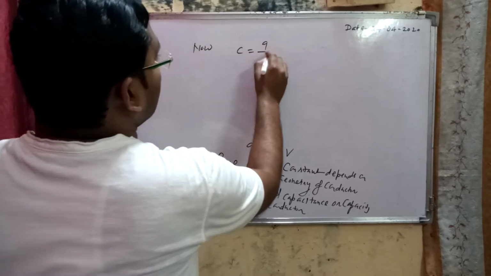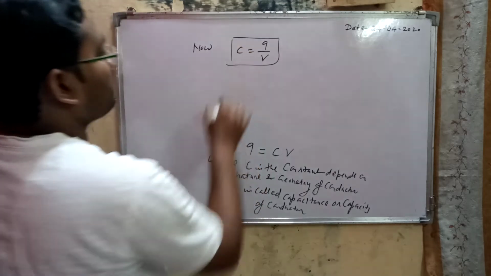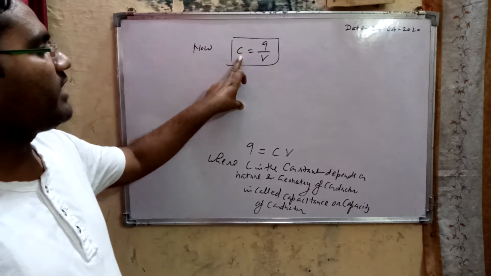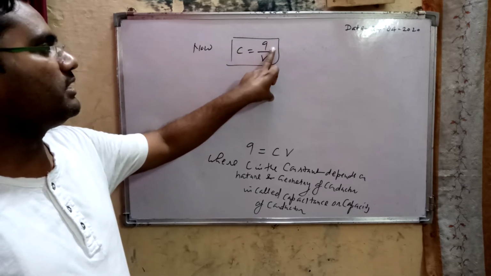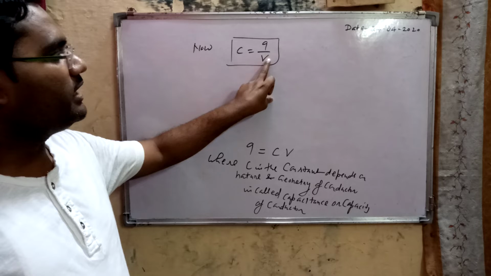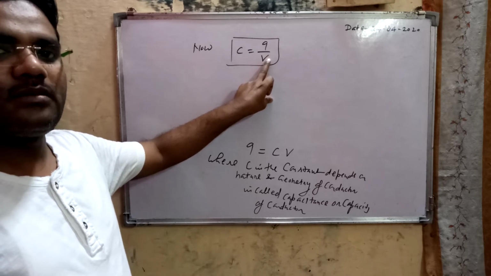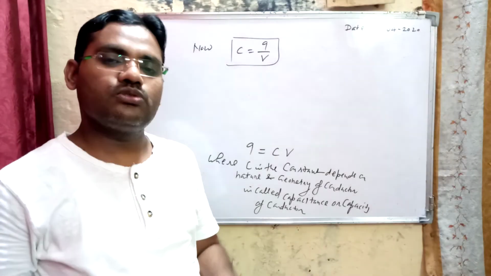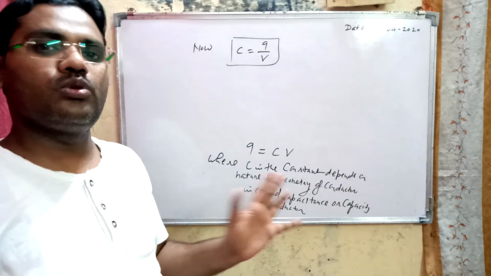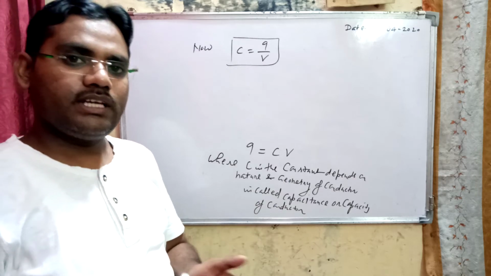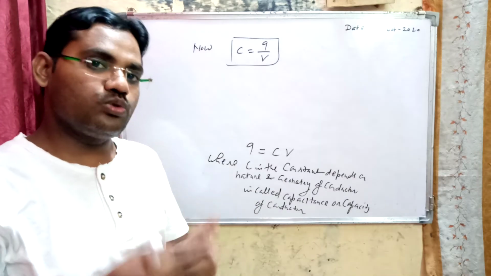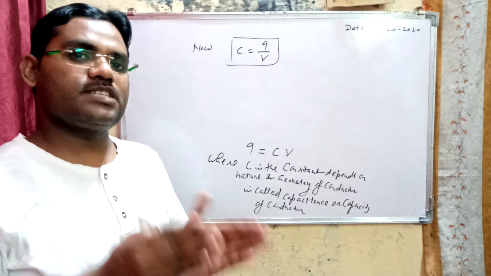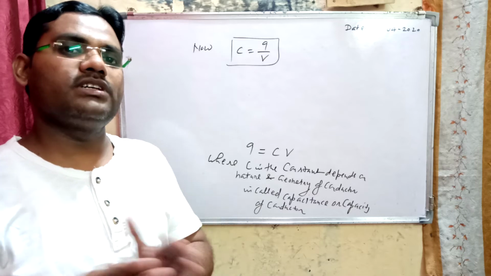Now C is equal to Q by V. That means the capacitance of any conductor is defined as the ratio of charge given to the conductor and the corresponding increase in potential. If there is zero charge, if there is no charge on the conductor, then there is no potential. If we give charge to the conductor, that means the charge on the conductor increases, then correspondingly the potential also increases.